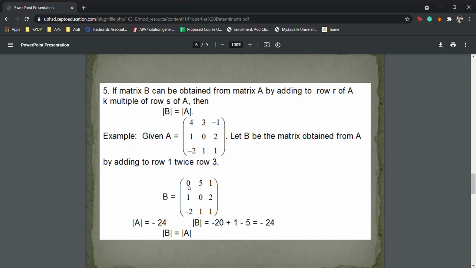We apply the basket weaving method to B, and you can verify this. The determinant will also be -24. Okay? So if we add to a row a multiple of another row, there will be no change in the determinant.